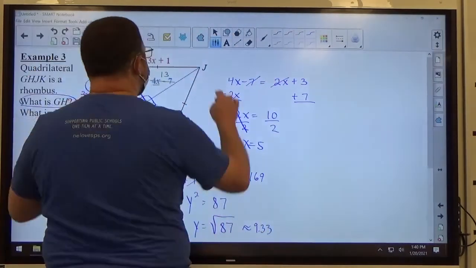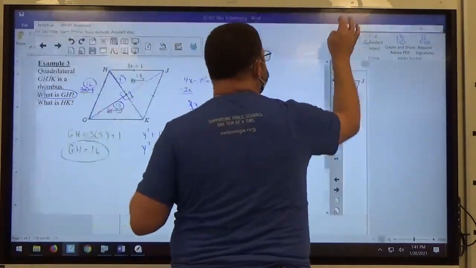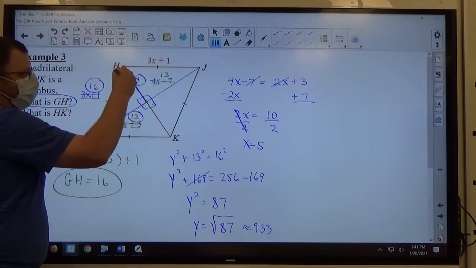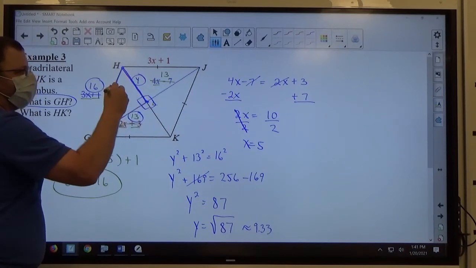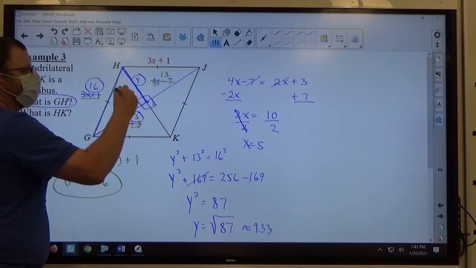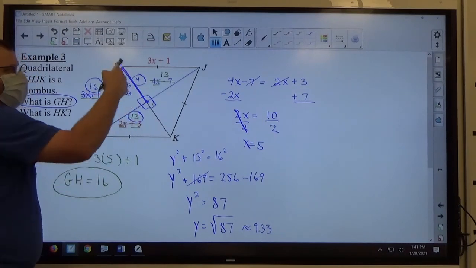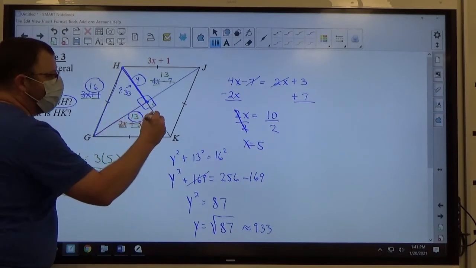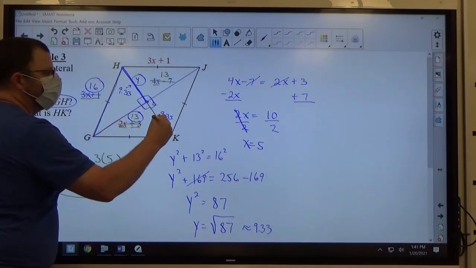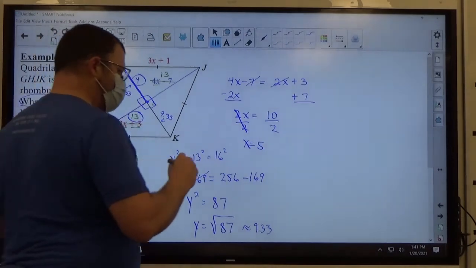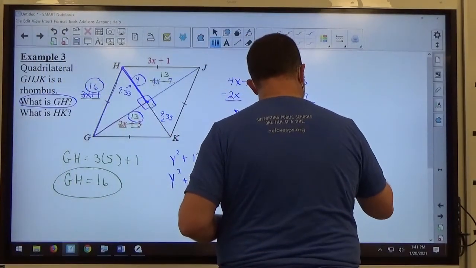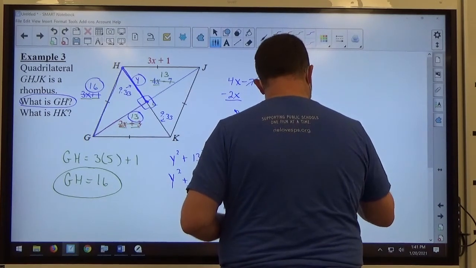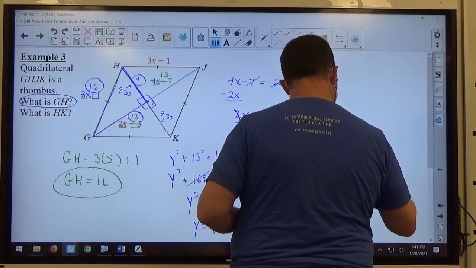Notice that y does not answer the question. 9.33 is the distance from H to L. That's what y is representing, right? So 9.33 is that piece. But can everybody agree that LK would be the same exact measure? So LK is also 9.33. So if I want to find out what HK is, HK would equal 2 times 9.33. So HK would equal 18.66.